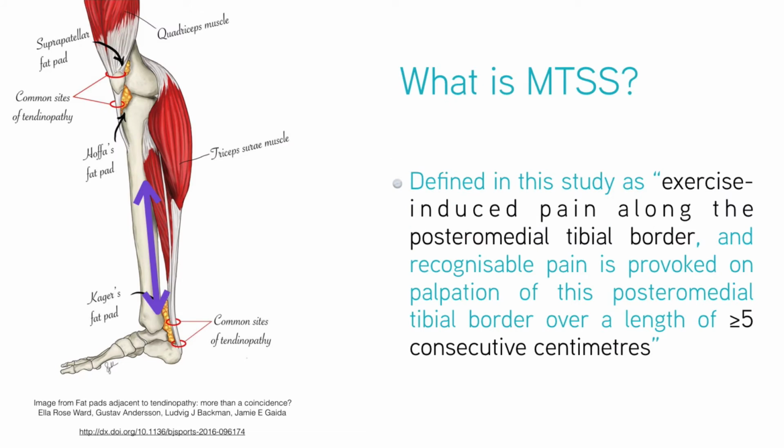In this study, they defined it as exercise-induced pain along the posteromedial tibial border, and they had to reproduce their recognizable pain when they palpated the posteromedial tibial border over a length of greater than 5 consecutive centimeters. I've drawn it with this purple arrow on the picture here, this beautiful picture that came from another article out of BJSM on fat pads adjacent to tendinopathy. So that's how you diagnose it. Some of the most important points are that it's on that posteromedial tibial border and more than 5 consecutive centimeters. And we're going to talk about why that's important shortly.